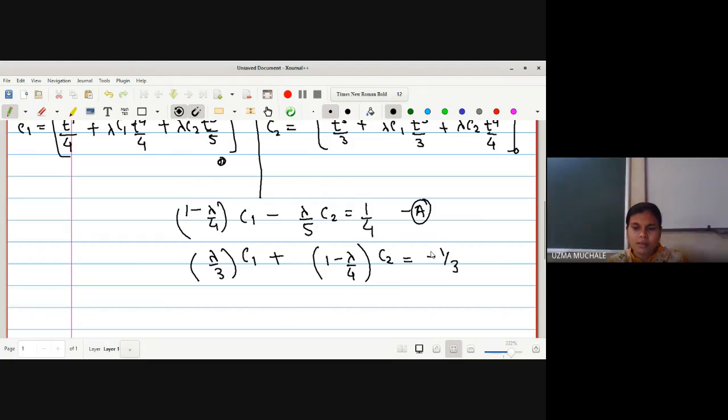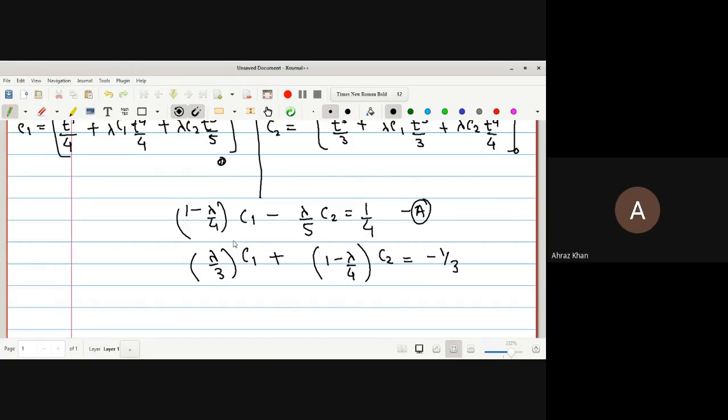That is what I am saying, if you put plus here, then you will have to multiply negative everywhere. 1 minus lambda upon 4 C2. This is with positive sign. I hope here it will be negative, na? Lambda upon 3. What is the sign of lambda upon 3? C1. Ma'am, I have taken lambda upon 4 minus 1 and taken the minus outside.